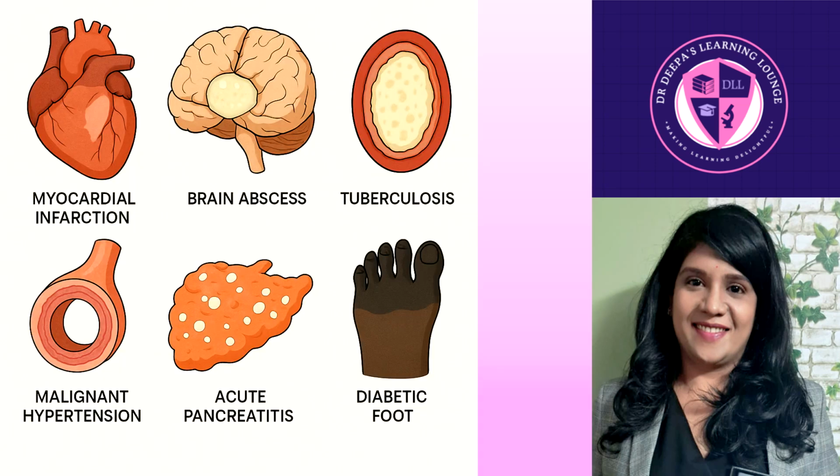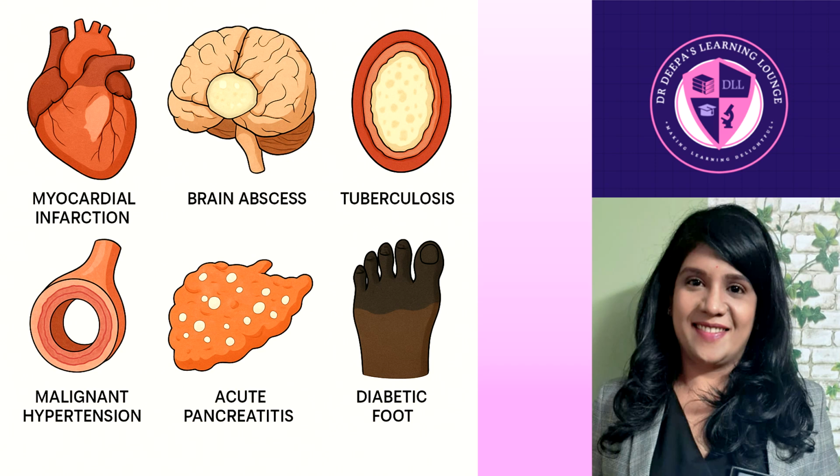Let's first visualize necrosis. I want you to imagine a few clinical situations. A heart with a pale area of myocardial infarction, a brain filled with creamy pus, which is the brain abscess, a lymph node with a yellow-white cheesy center, like that of tuberculosis. Fourth, an artery with a bright pink ring around it, due to malignant hypertension. Fifth, a pancreas speckled with chalky white spots, due to acute pancreatitis. And finally, the blackened toes of a diabetic foot, which is a gangrene.